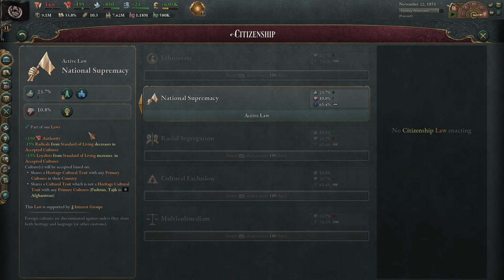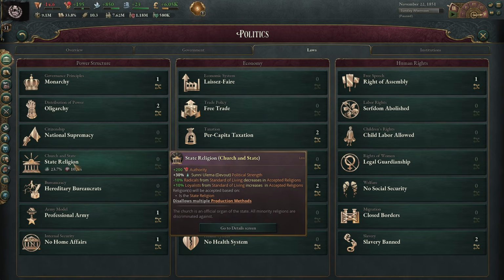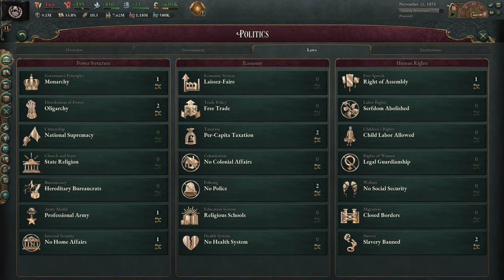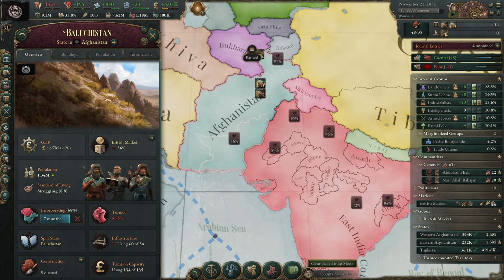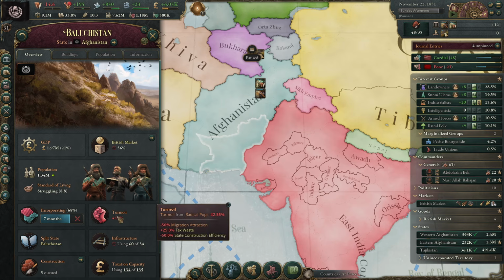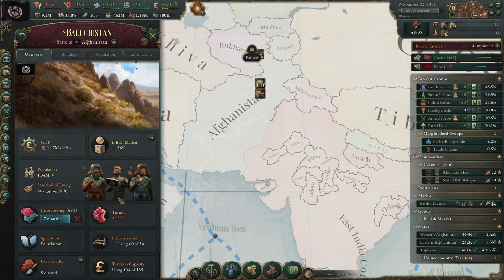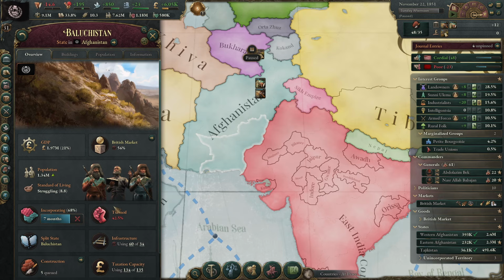One way, of course, to help modify the creation of radicals is your citizenship laws and your church and state laws, which are going to give you fewer radicals from standard of living decreases and extra loyalists from standard of living increases. But generally speaking, it's going to be a little trickier to just conquer things and build stuff, because keep in mind that if you're going to be trying to deal with your turmoil, you need to incorporate it, or you need to just build all of the radicals away.